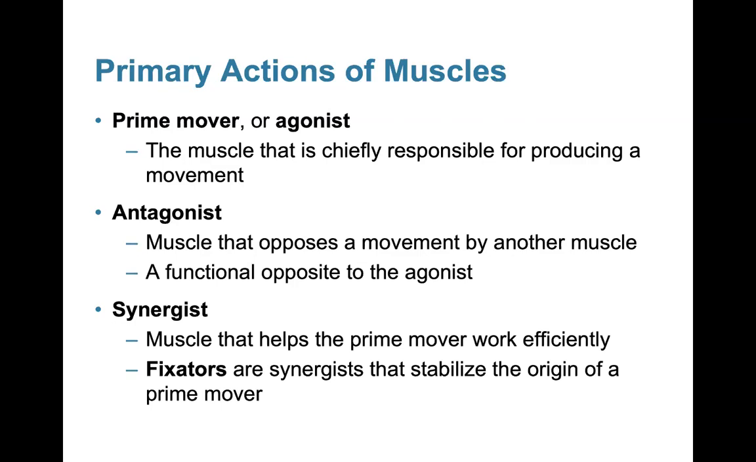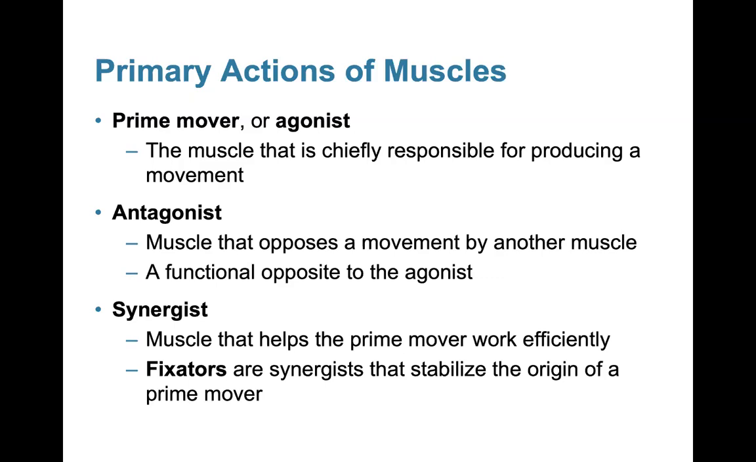Some other terminologies: prime mover, or agonist. This is the muscle that is chiefly responsible for producing a movement. This is your primary mover. An antagonist is a muscle that opposes a movement by another muscle. It's a functional opposite to the agonist. And one rule of thumb with skeletal muscles is that typically what one muscle does, another muscle has to undo. So you will most likely have some type of antagonist against it. Muscles only pull, they do not push.